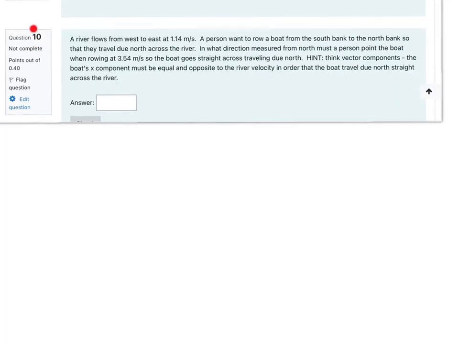Okay, number 10, last problem except for the MOPs. So read it over and think about it, and go as far as you can before you watch what I do.